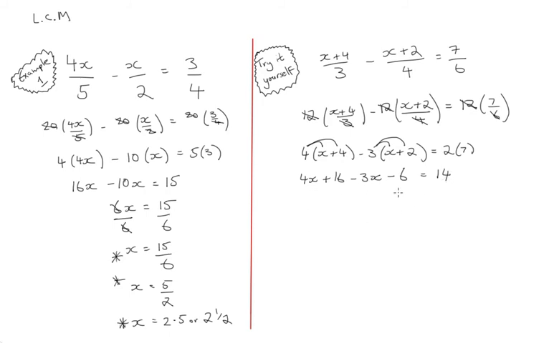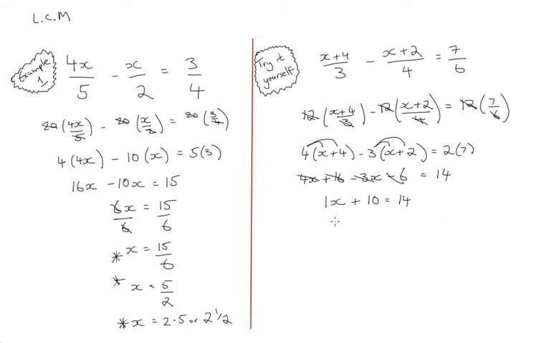Let's tidy this up before we solve the rest of the equation. 4x minus 3x is 1x, or just x. And then plus 16 minus 6 is 10. And the 14, nothing's happened to that, so it's still 14. So all I've done is tidied that up. I have dealt with these constants and I've dealt with these. Okay? And this has stayed the same because there's nothing here that affects it.